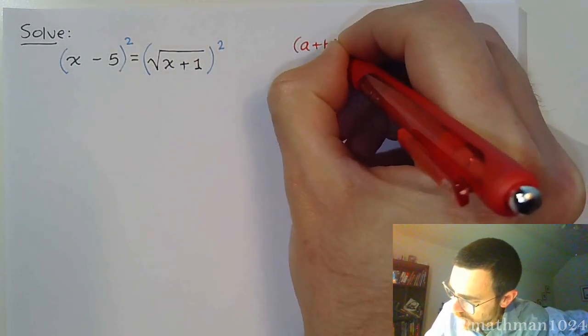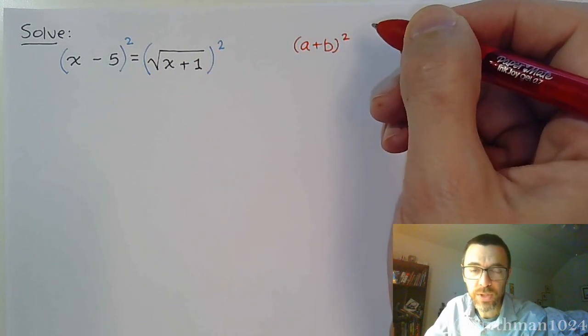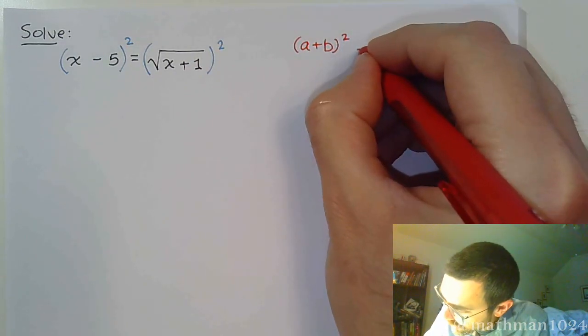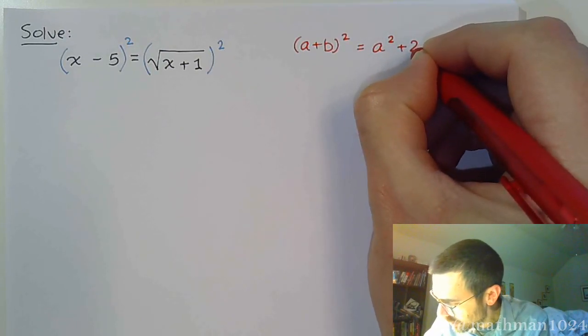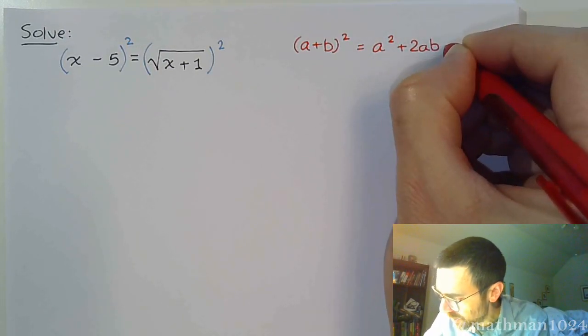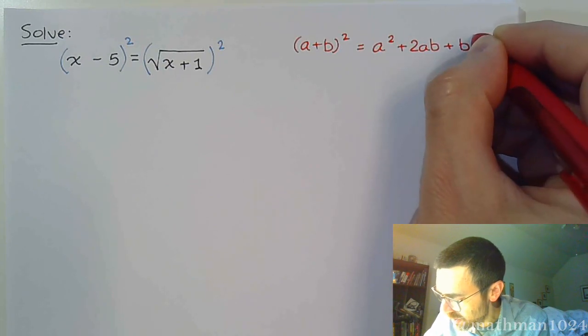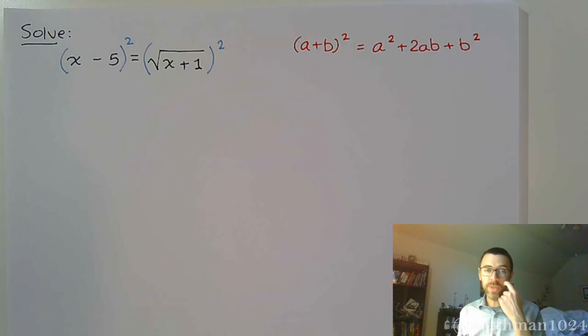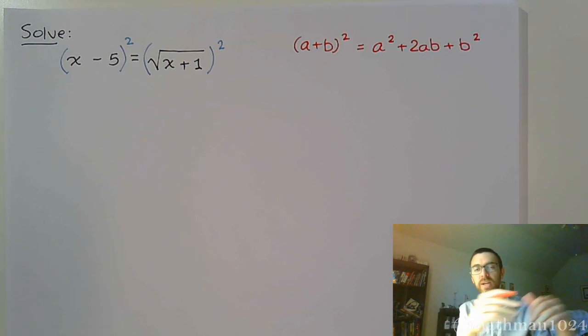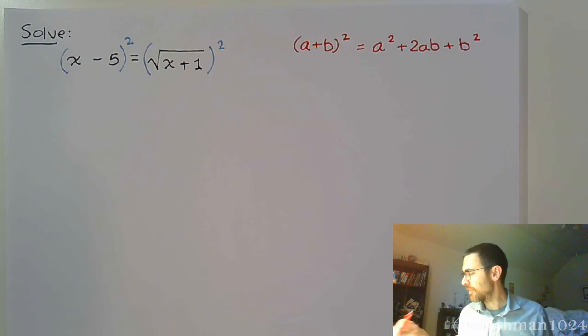When you square a binomial, it's a special product. That special product will give you a squared plus 2ab plus b squared. Now, if you don't want to remember that special product, you can just remember that to square something, to square x minus 5, you need to do x minus 5 times x minus 5. Okay?